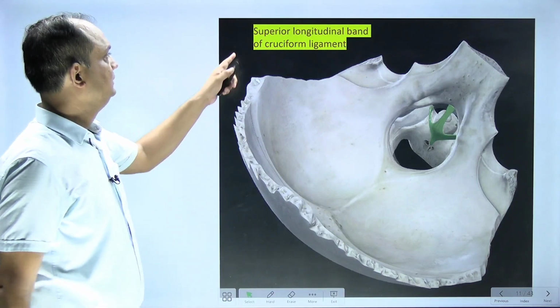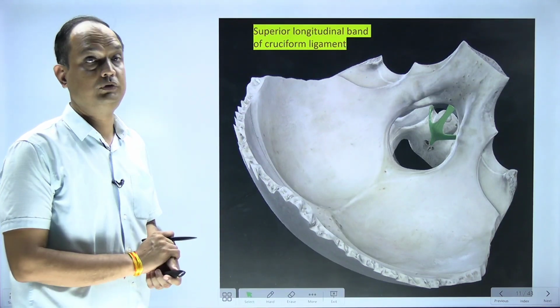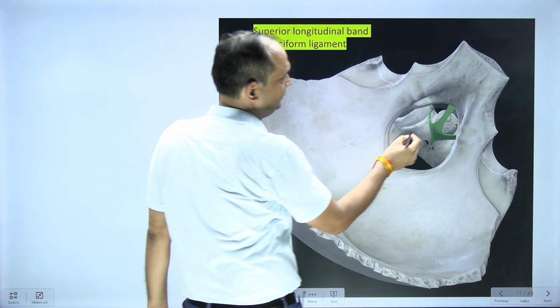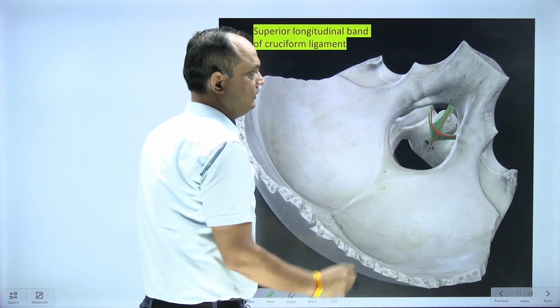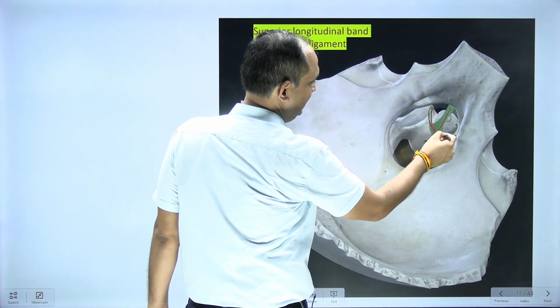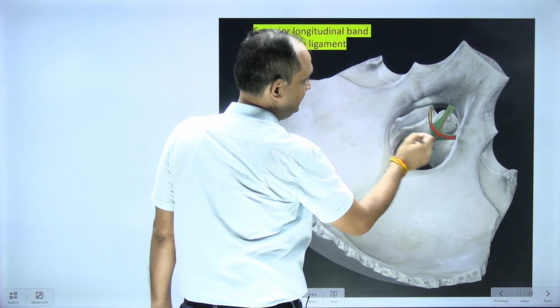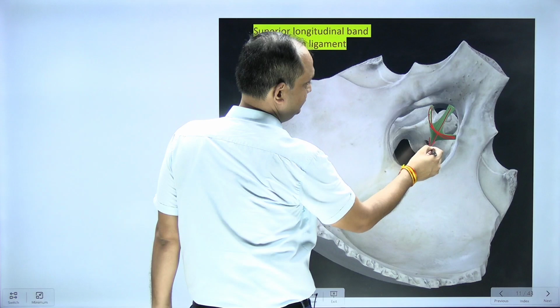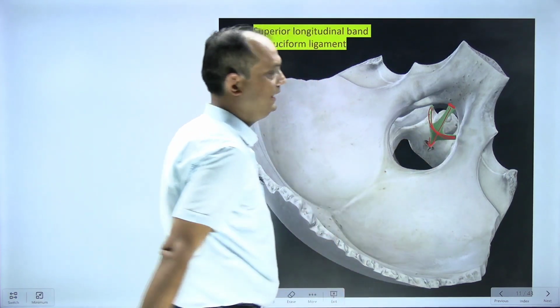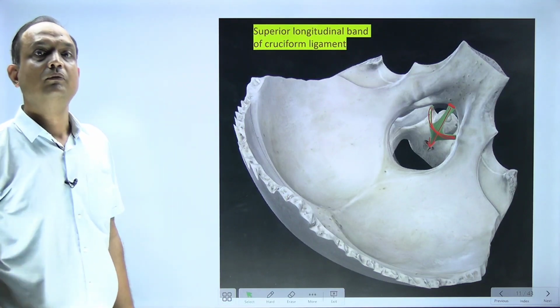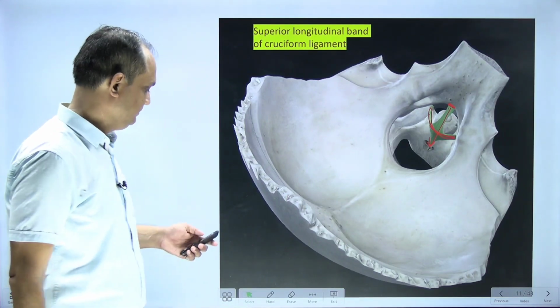Then you will have the superior longitudinal band of cruciform ligament. Now, this cruciform ligament is present in a cross shape. In this cross, you can see that the horizontal band is there and the two vertical bands are there. This is the lower end of the cruciform ligament, and this is the upper end. This upper end is again attached on the inner side of the clivus once it enters into the foramen magnum, in the anterior part.